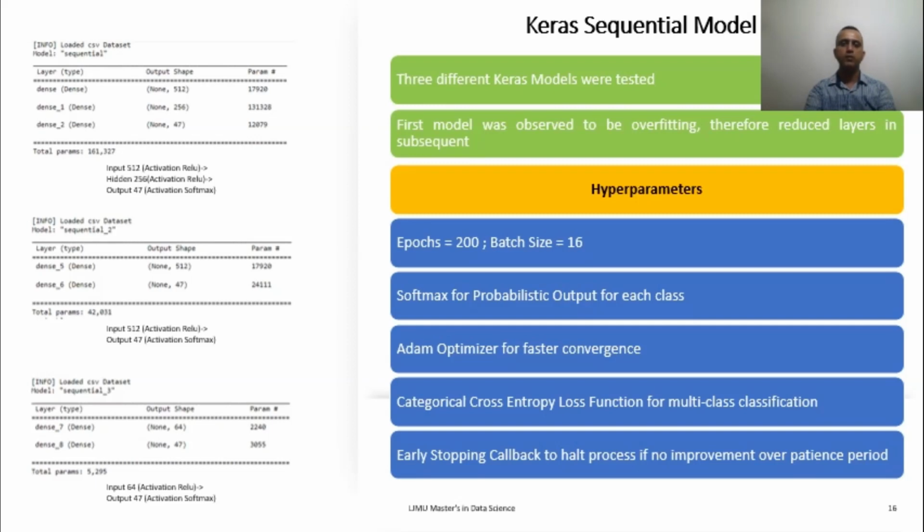It measures the dissimilarity between the predicted probabilities and the actual class labels, guiding the model to minimize the divergence between them. The categorical cross entropy is particularly well suited for scenarios where the output is mutually exclusive and each sample belongs to only one class. Early stopping callback was used to monitor the validation accuracy during training and halt the process if no improvements were observed over a defined patience period. This helps in preventing overfitting and curtails excessive training.